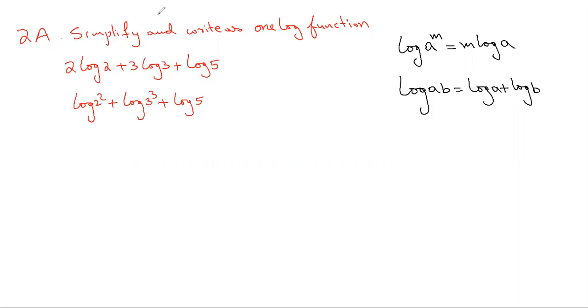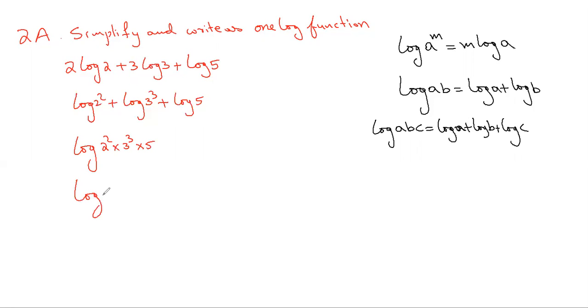The formula log ab can be extended for any number of numbers in multiplication. I mean to say log abc can be written as log a plus log b plus log c. So even this formula you can apply from RHS to LHS. Log a plus log b plus log c can be written as log abc, so log of 2 square into 3 cube into 5. Now we are able to write it as one log function, right?